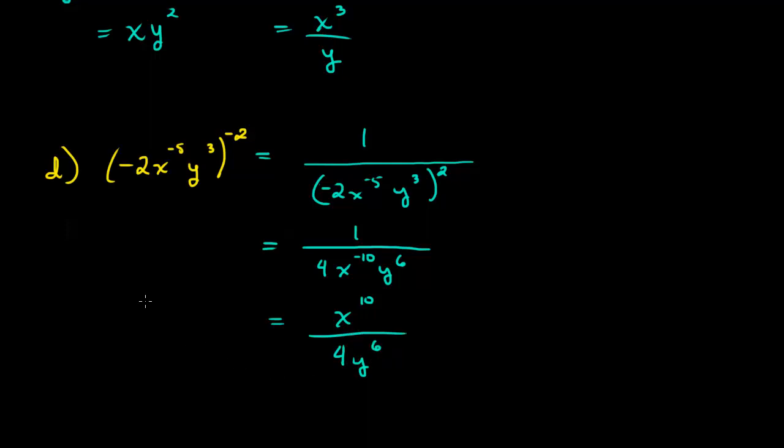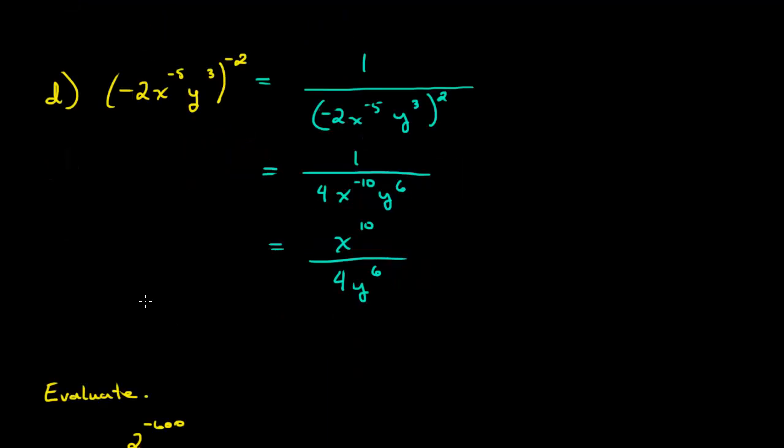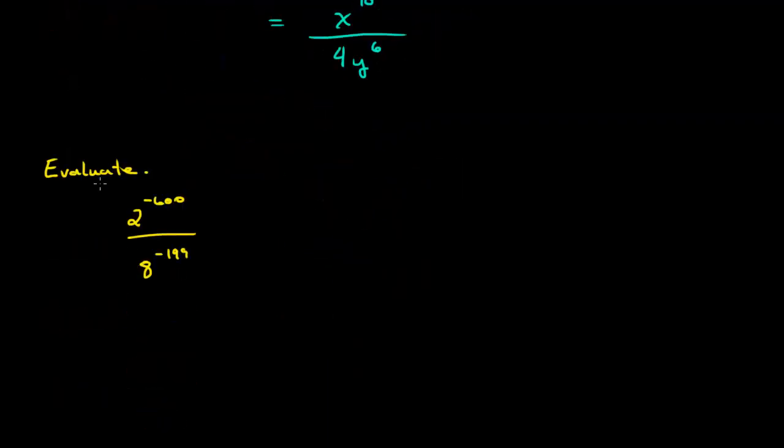Okay, so next we're asked to evaluate 2 to the power of negative 600 divided by 8 to the power of negative 199. Now sometimes you'll see teachers put questions like this on assessments because you cannot use your calculator to evaluate these types of expressions, because it'll give you an overflow error.